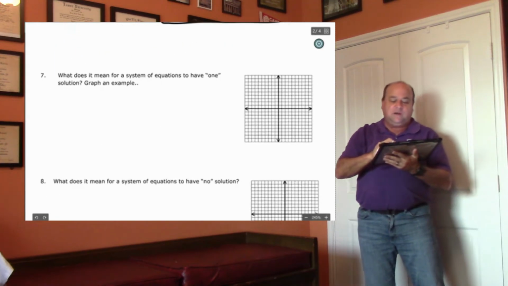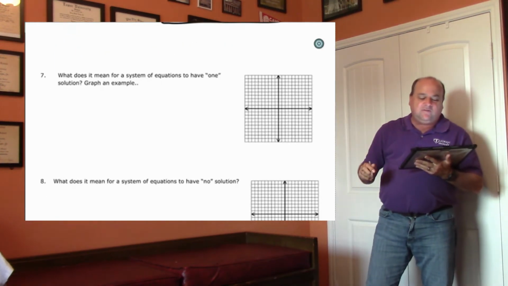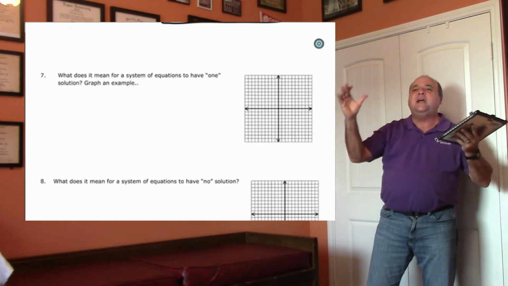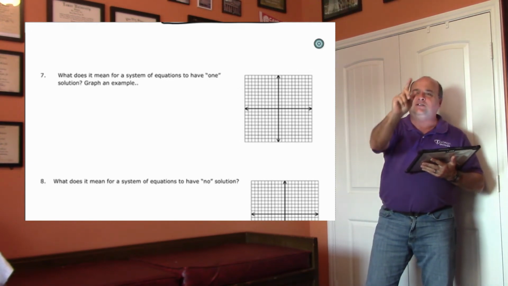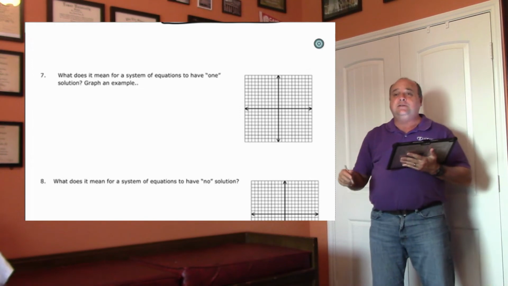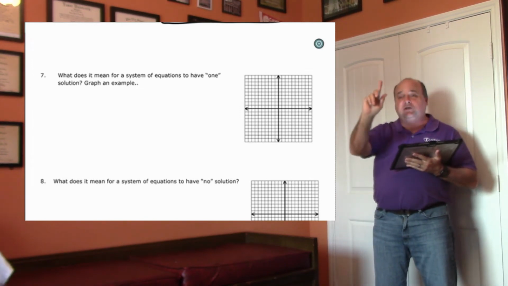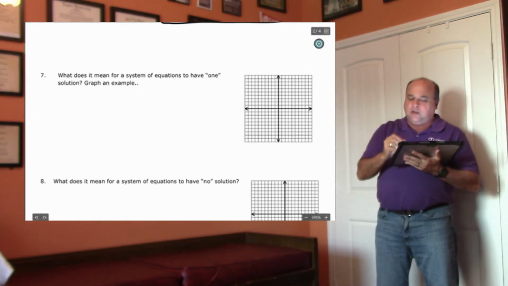Let's go to number 7. What does it mean for a system of equations to have one solution? That's what we've been graphing. When you graph 2 lines and they cross at one point, that is a system of equations that has one solution. So let's start with our answer.